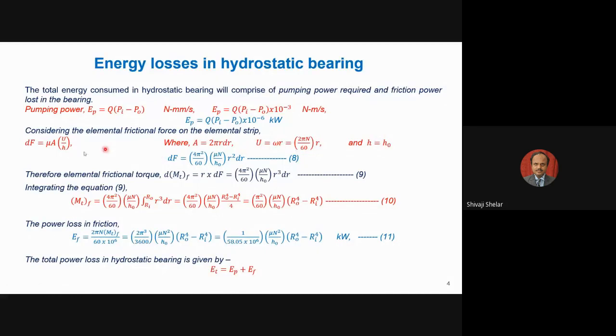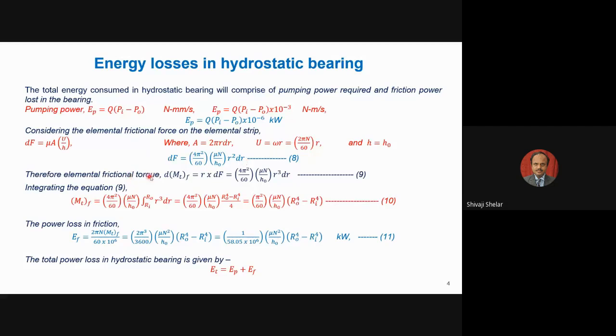If you put all these values in this equation, the elemental tangential force comes out to be 4 pi square upon 60 into mu n by h naught into r square dr. So this is equation 8. This is the tangential force acting tangential to that elemental strip, that is the radial elemental strip.